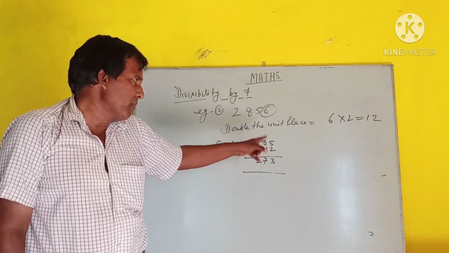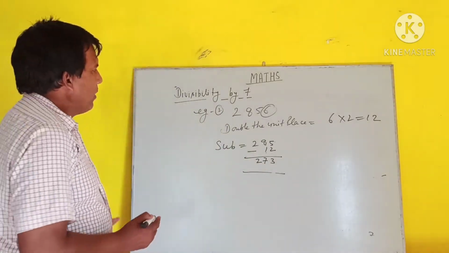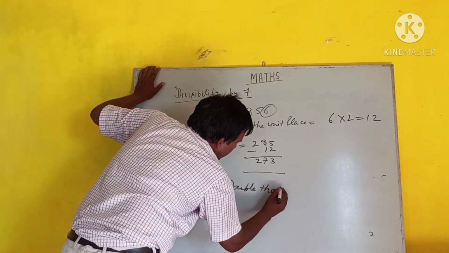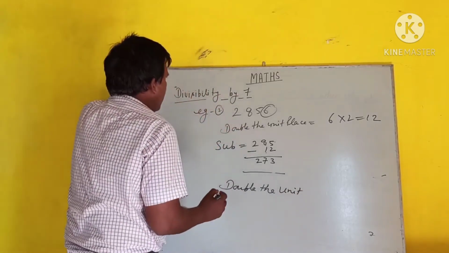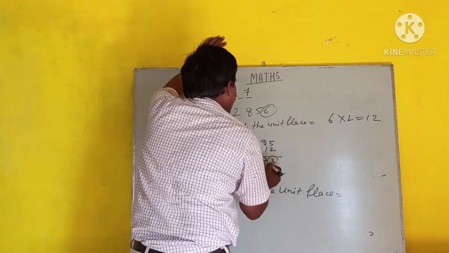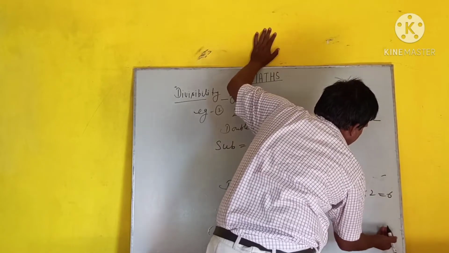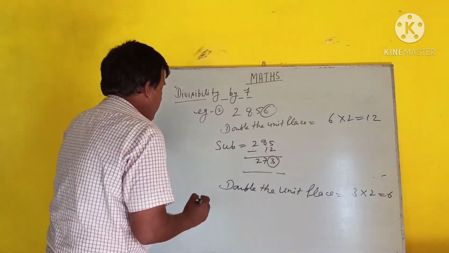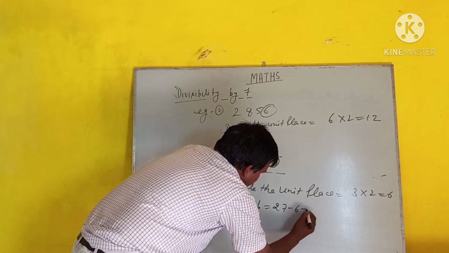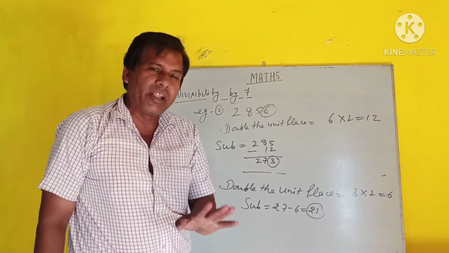Now repeat it. Double the unit place and subtract it from remaining number. Unit place is 3. Now double it. 3 multiply by 2 is equal to 3 2 ja 6. Subtract it from remaining number. 27 minus 6 is equal to 21.